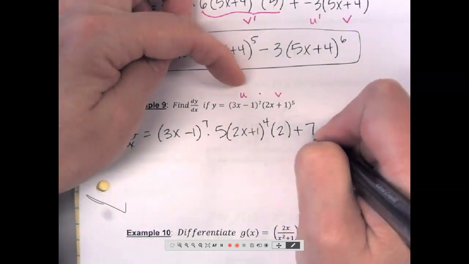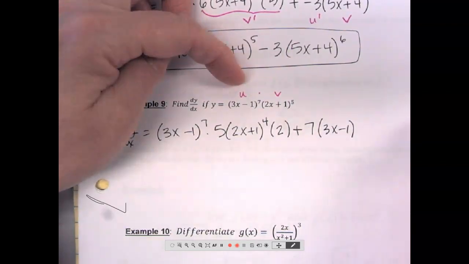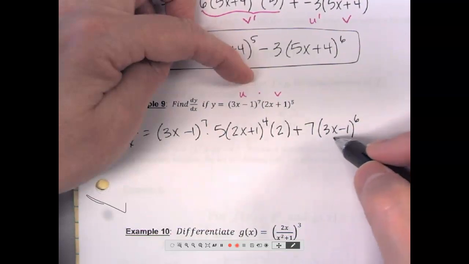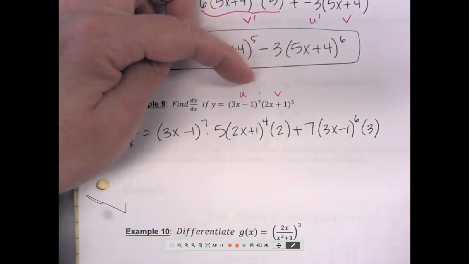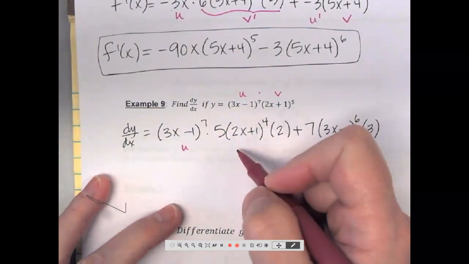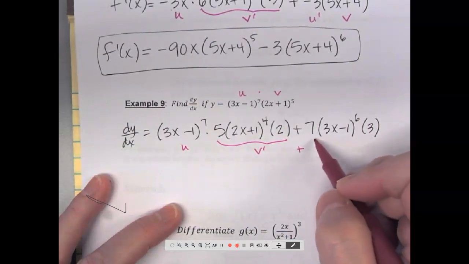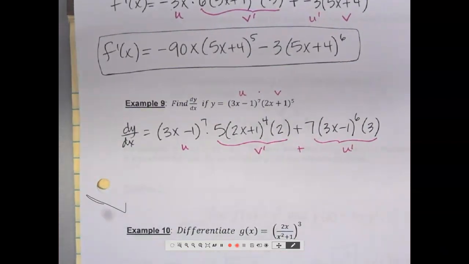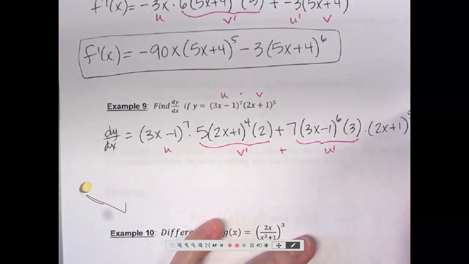Bring down the 7. Keep the 3x minus 1. But do what with the exponent? Make it a 6. But I didn't take the derivative inside yet, so now I have to take care of that one. Okay, so this is, let me write this out. This was u. This was v prime plus u prime. And now I need times v. So times 2x plus 1 to the 5.